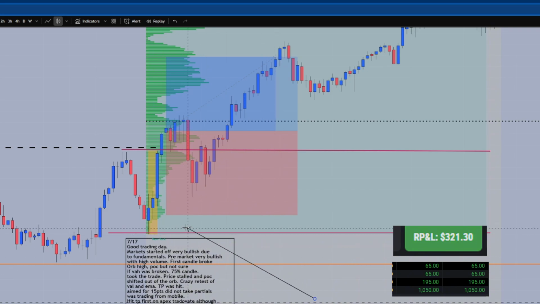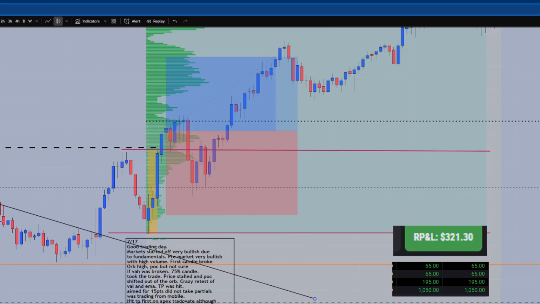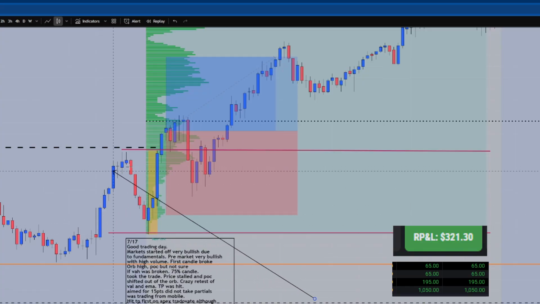So we got value area, we got ORB low right here. We have ORB high right here. Pre-market, we had some nice bullish momentum going. I know this looks a little bearish, but pre-market we have some bullish momentum going.